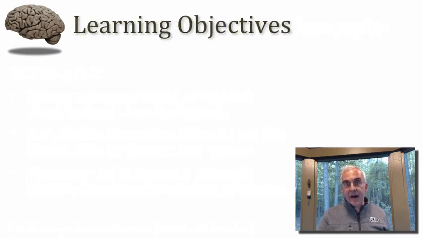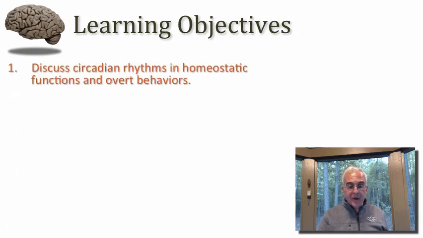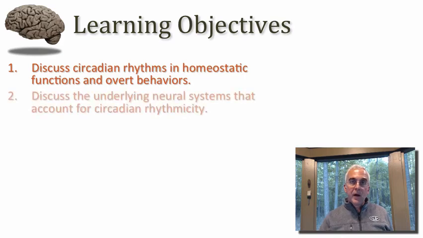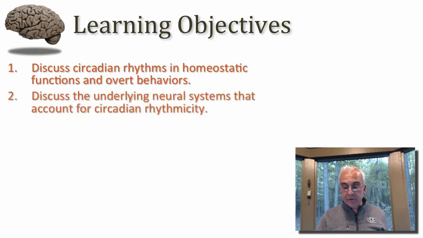This topic has several learning objectives that I'd like for you to take away from this tutorial. I'd like for you to be able to discuss the concept of circadian rhythms and provide some examples of homeostatic functions and overt behaviors that are modulated on a circadian or a daily rhythm. I would like for you to be able to discuss the underlying neural systems that account for circadian rhythmicity in body and brain.